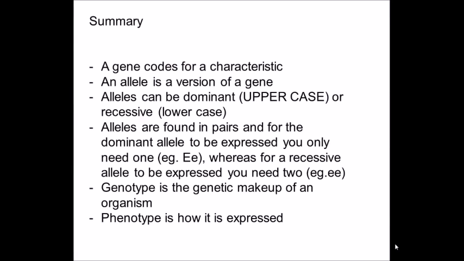Okay, so in summary, a gene codes for a characteristic. An allele is a version of a gene, and your alleles can either be dominant, which are usually represented in letter form in uppercase, or they can be recessive, usually in lowercase. The alleles can be found in pairs, and so they're usually found one on each chromosome. And for the dominant allele, you only need one of those for it to be expressed. So in the case of attached earlobes or unattached earlobes, you only need one of them to be present, so in this case, uppercase E. Whereas with the recessive allele, you need both there in order to be expressed. So small e, small e.